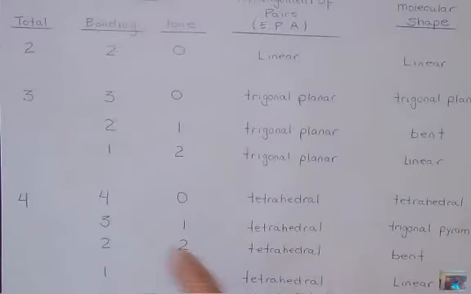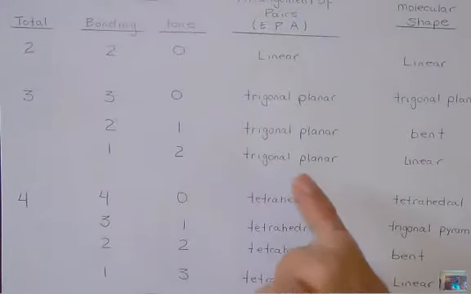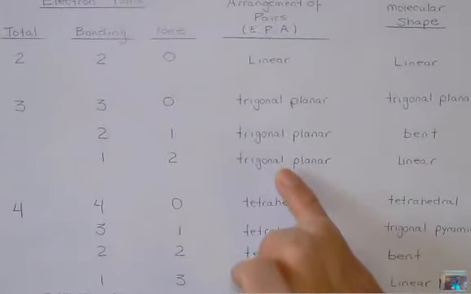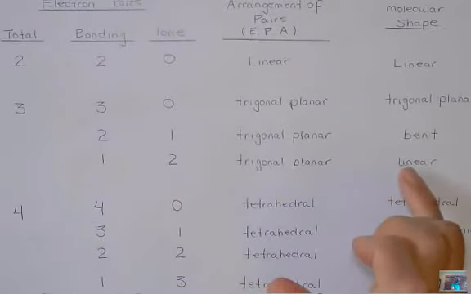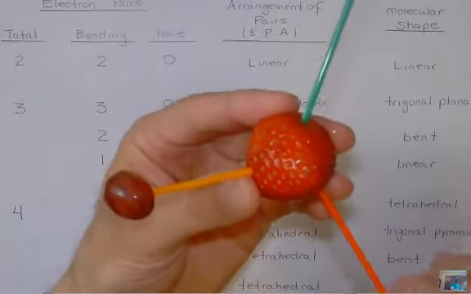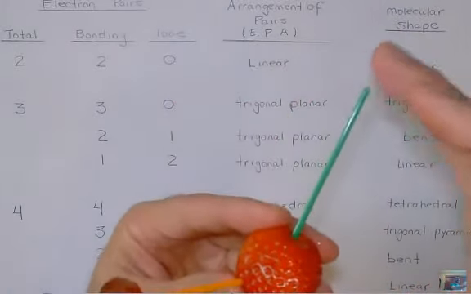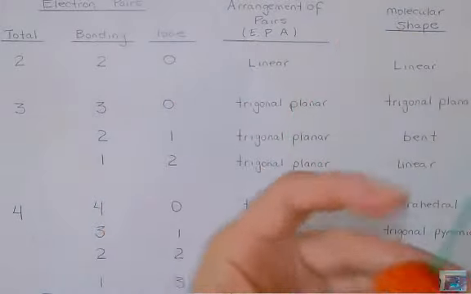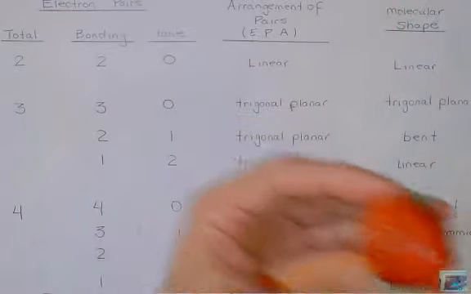Three total groups. One of them is bonding, two of them are lone pairs. The electron pair arrangement is still trigonal planar, but the molecular shape is linear. Look, it looks like a straight line. I ignore this because there's no atom on the end. Good, it looks just like a straight line.